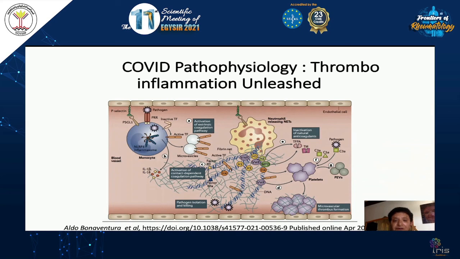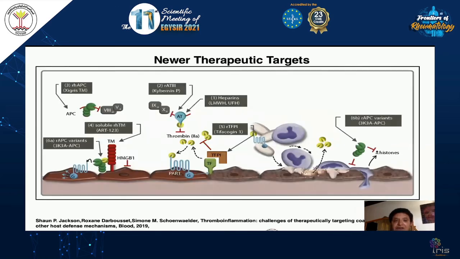So how can we go from there? What do we do? How can we stop or minimize thromboinflammation? There are newer therapeutic targets that can be of help in the future. Of course, heparins are always used. And heparins not only are being used as antithrombotic agents, but also as anti-inflammatory agents.